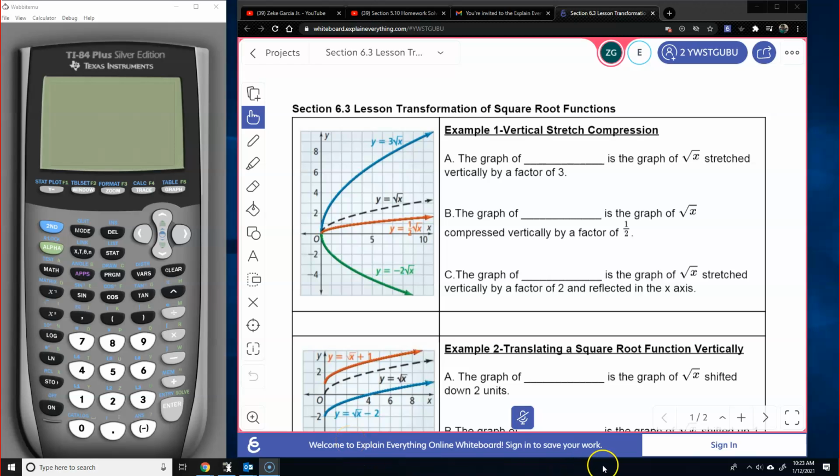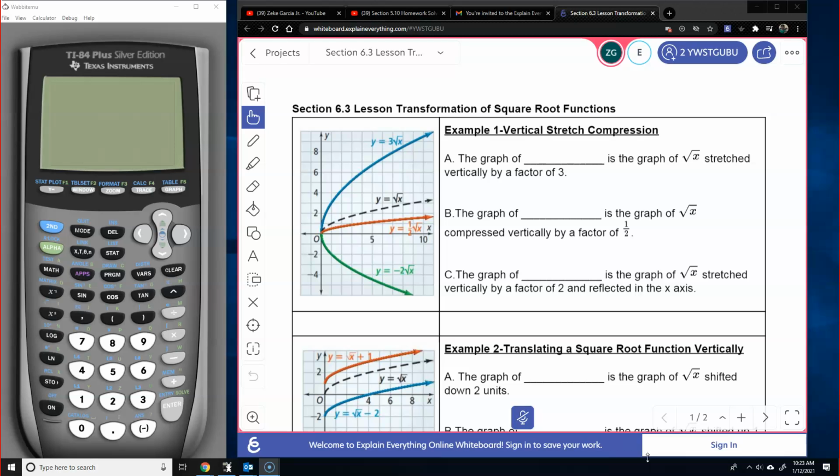What we're going to work on is transformations of square root functions. And I want you to notice that, for example A, we have a square root that is stretched by a factor of 3. Example B is stretched by a factor of 1/2. And C is reflected and stretched by a factor of 2. So C is kind of obvious.